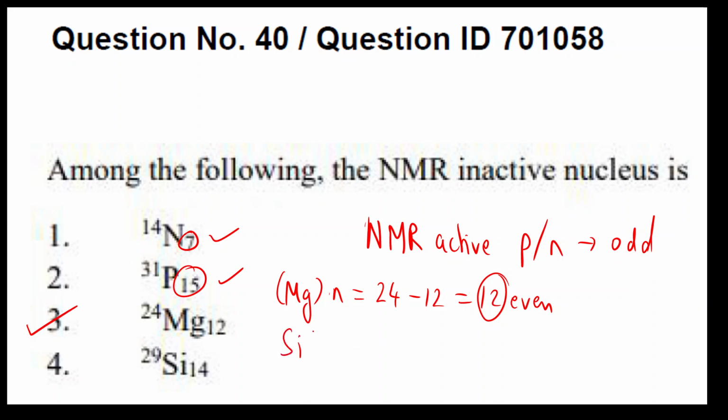For silicon, if I find out the neutrons, it will be 29 minus 14, that is 15. So this is odd, so this will be active. The correct answer is option 3. Any one should be odd. Proton should be odd or neutron should be odd. So here we come to the end of this video. Thank you so much.